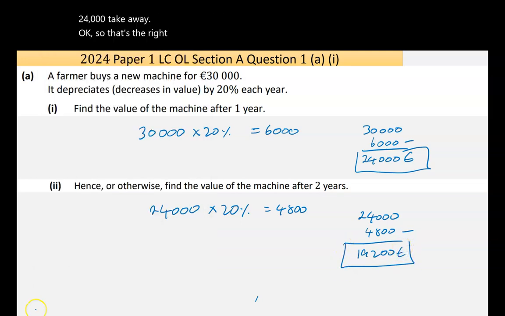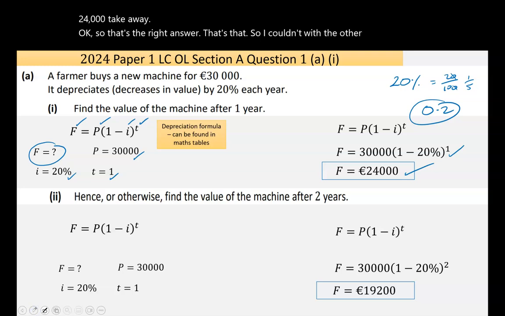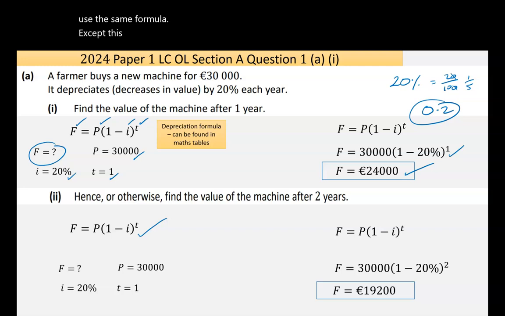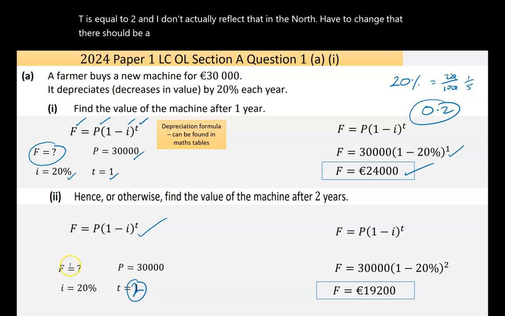That's that. So I could have, with the other strategy, just used the same formula, except this time t is equal to 2. Now I don't actually reflect that in the notes. I have to change that. There should be a 2. So I'm looking for the final price.